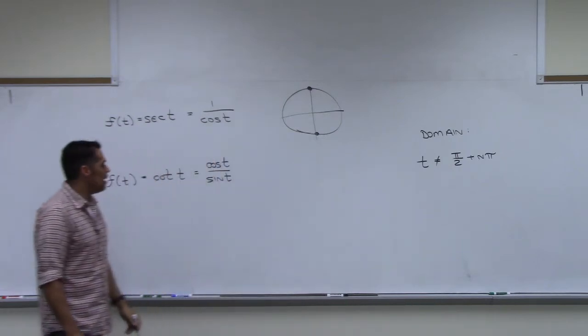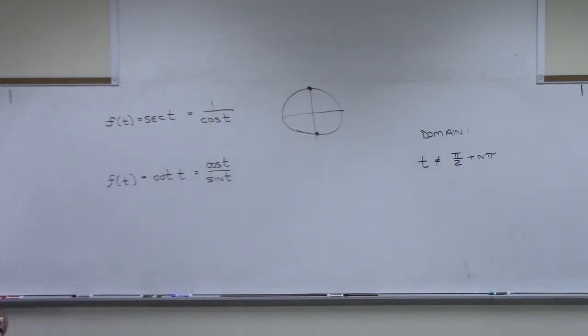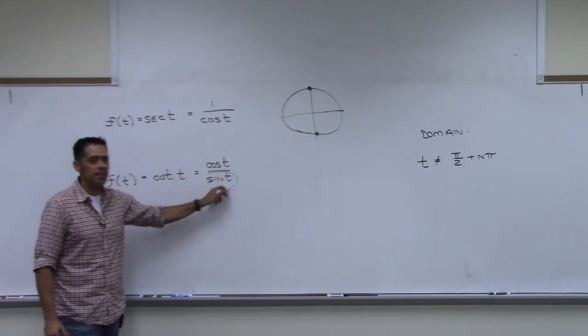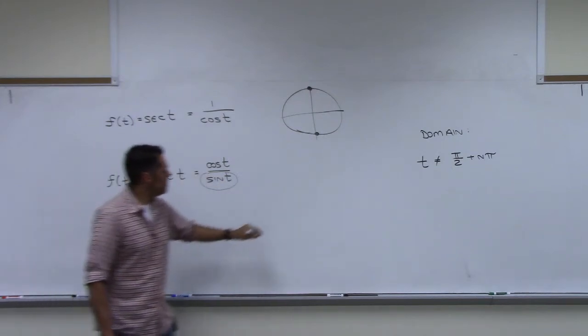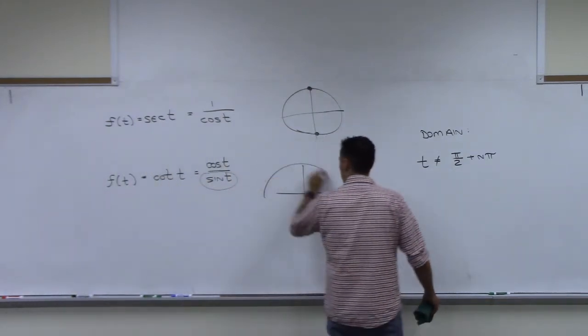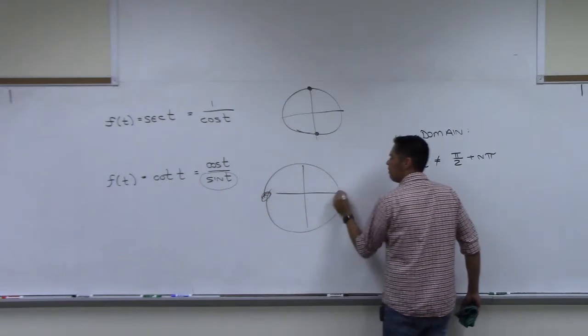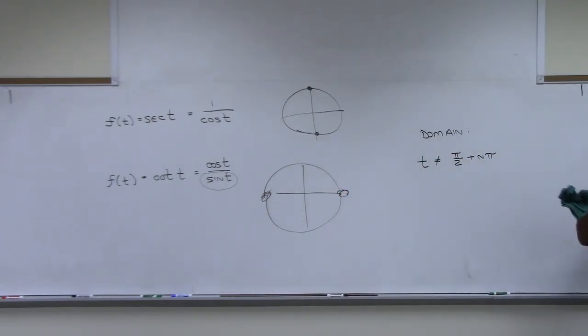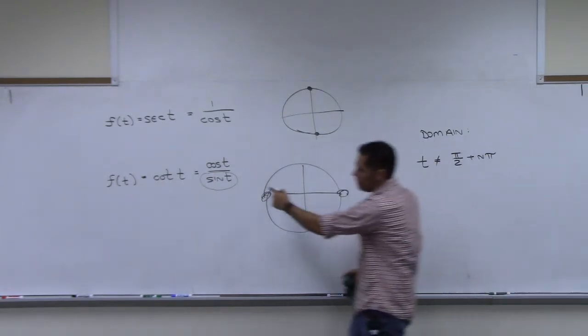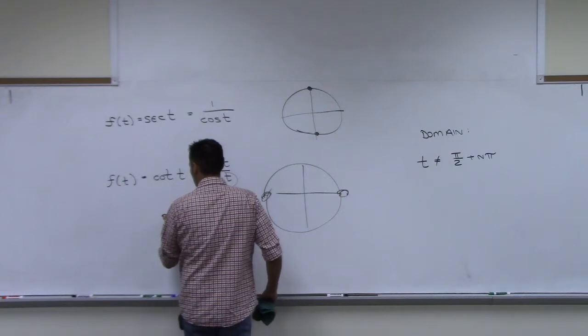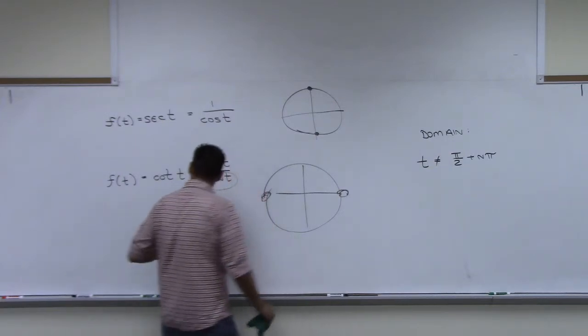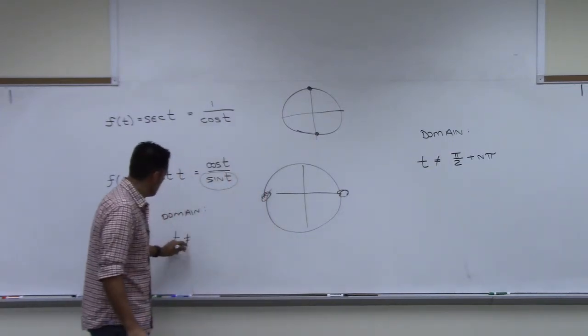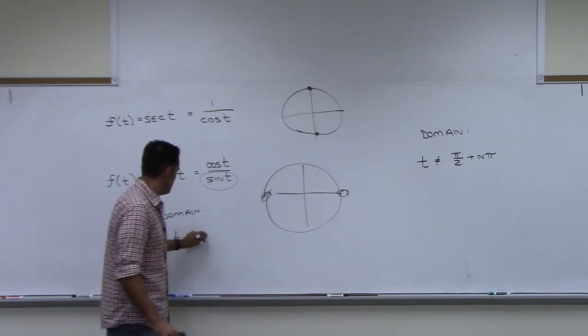And if you write it that way, it's easy for us, I think, to see that the problem is going to be caused when sine is 0. And where does that happen? Those 2 points, right? Sine is your y-coordinate, and at those 2 points, your y-coordinate is 0. So the domain here is that t cannot be 0 plus n pi, so I'm going to put n pi.